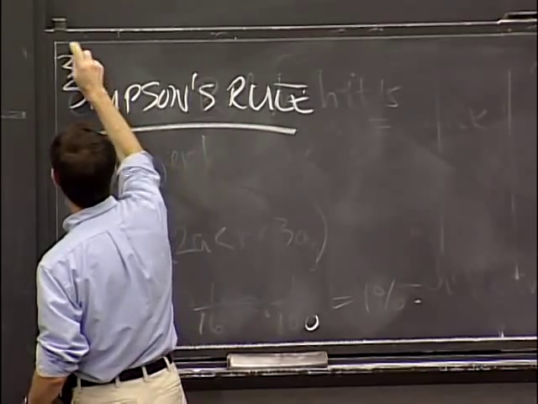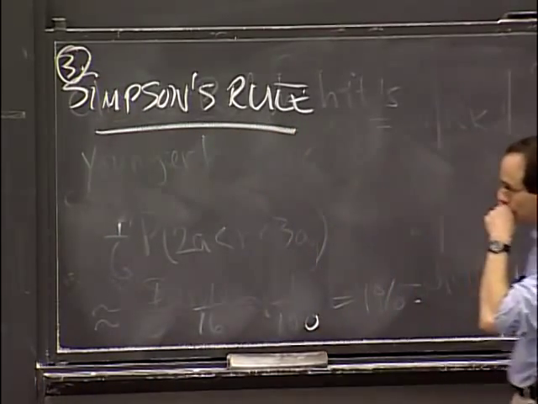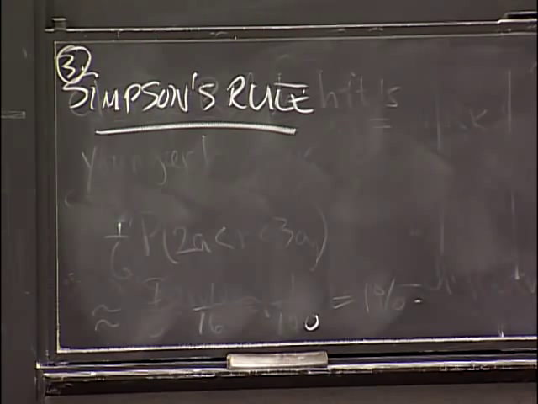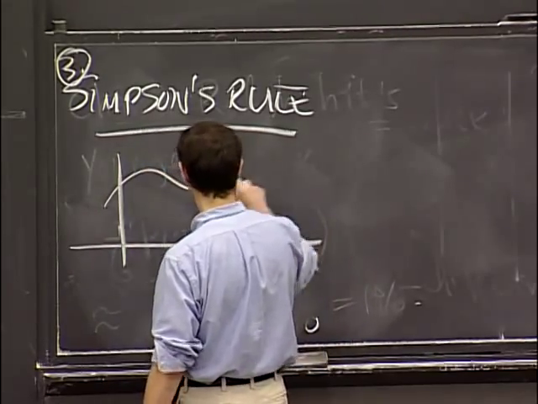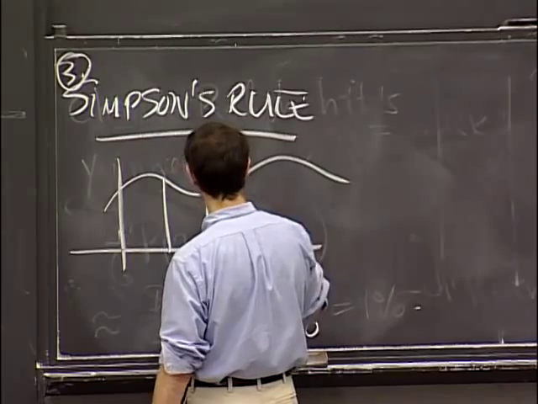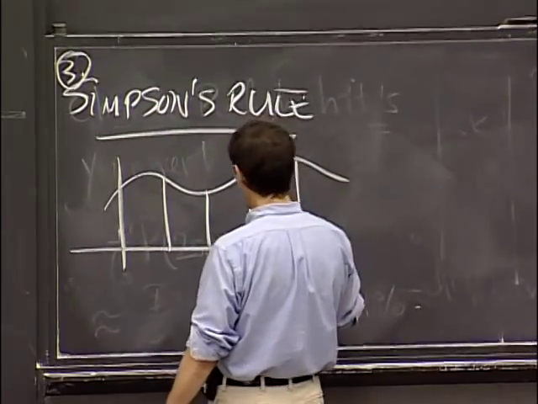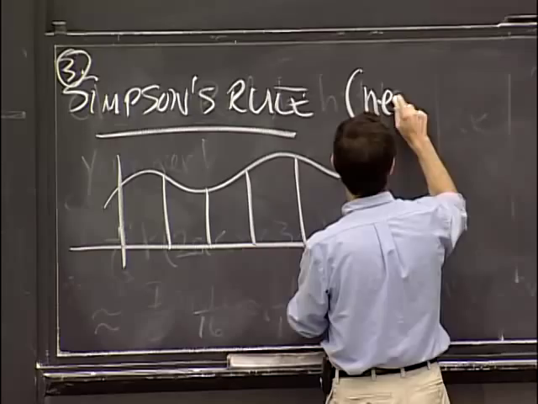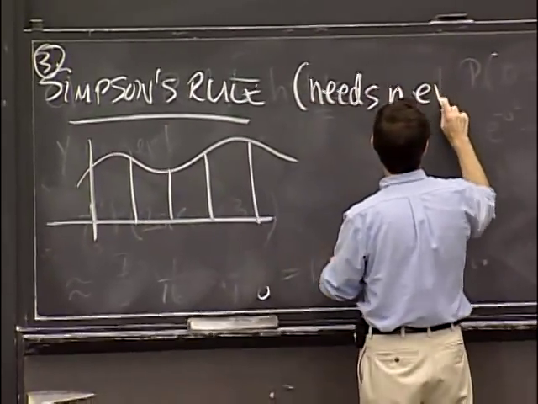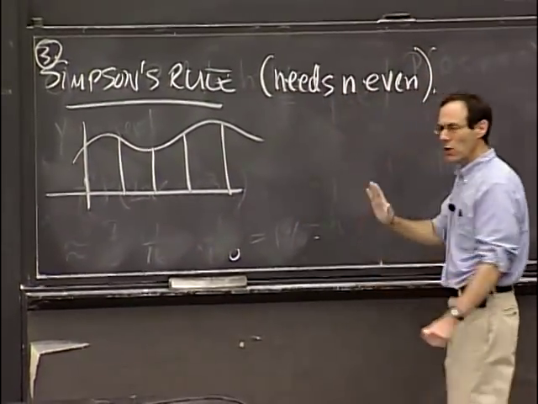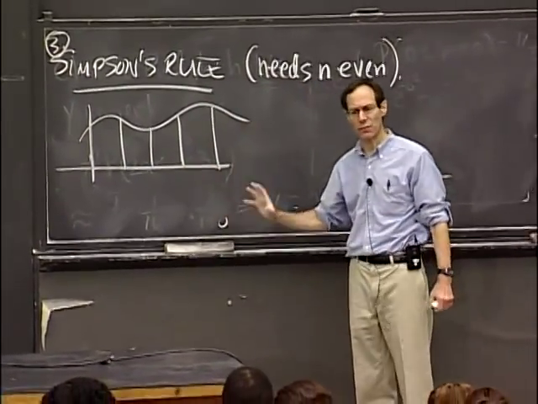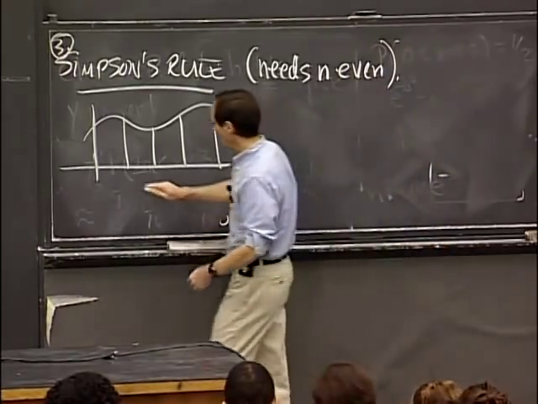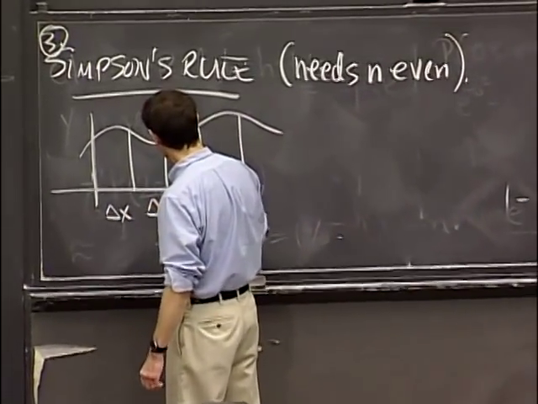And so this is, if you like, method 3. The idea is, again, to divide things into chunks. But now it always needs n to be even. In other words, we're going to deal not with just one box. We're going to deal with pairs of boxes. Here's delta x, and here's delta x again.